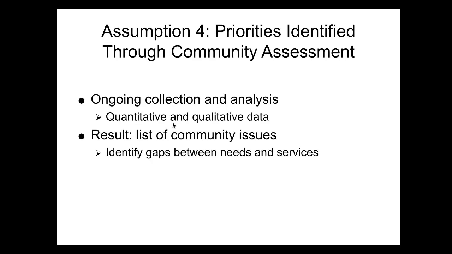And then assumption 4, priorities identified through community assessment. So this week, week 4, you're going to be doing a windshield assessment. You're going to be looking at your community and objectively identifying aspects of the healthcare in the community, and other aspects, right? Like, do you have stop signs? Do you have crosswalks? And then doing community assessments within each problem that you might identify as a priority. So it's an ongoing collection and analysis.